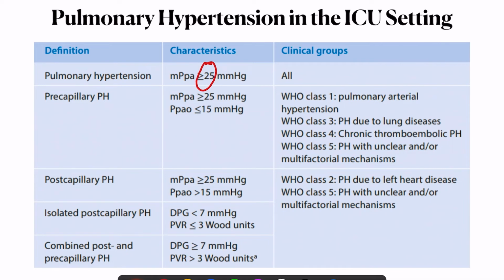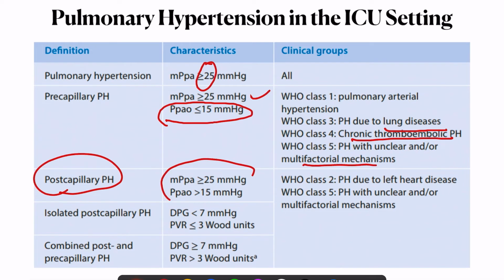The precapillary is when the mean pulmonary artery pressure is more than 25, but it is associated with a low occlusion pressure, which means the other side is not affected. This can happen in pulmonary artery hypertension class 1, due to lung diseases, due to chronic thromboembolism, or due to unclear multifactorial factors. Post-capillary is when both are elevated, that is the mean pressure as well as the occlusion pressure, which signals a defect in the left heart.